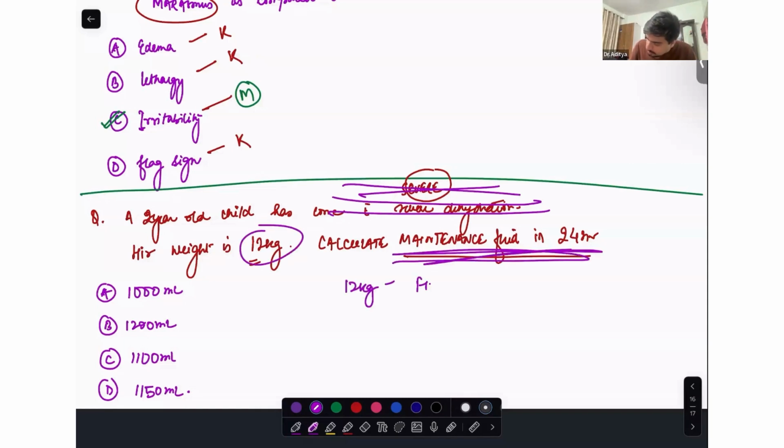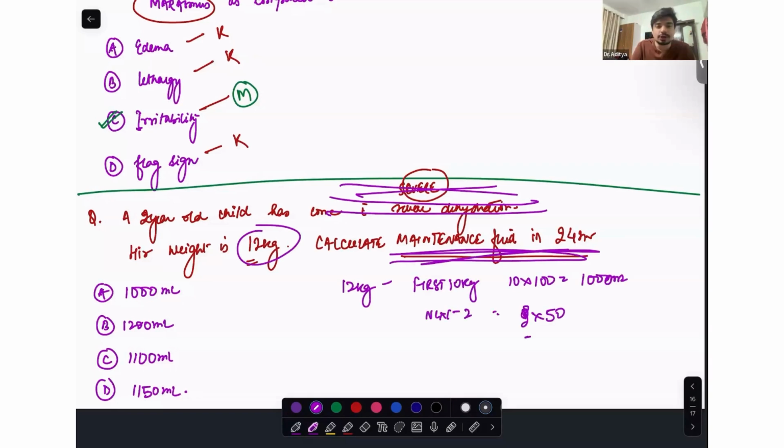First 10 kg is what? 10 into 100 is equal to 1000. Next 2 kg is 2 into 50, which is equal to 100. So the total will be 1000 plus 100 is equal to 1100 ml. That's it. So the answer here is going to be option C.